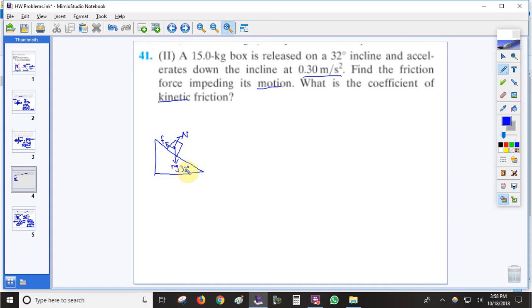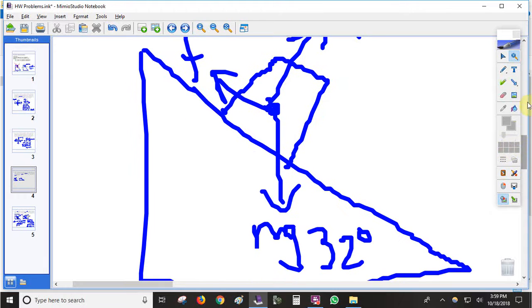Cool. We want to go ahead and break our mg down into components. So our second free body diagram will look like this. I'm going to extend this ramp a little bit. Pretend it's the same ramp, okay? Still 32 degrees here. We're going to break this mg down, it's so nice when you zoom in, isn't it, into the component acting straight down, perpendicular to the surface, and parallel to the surface.